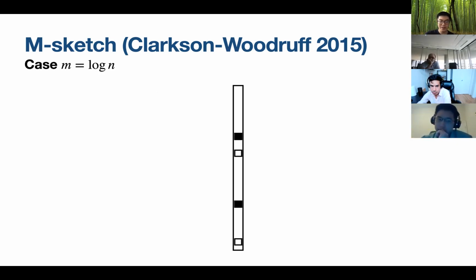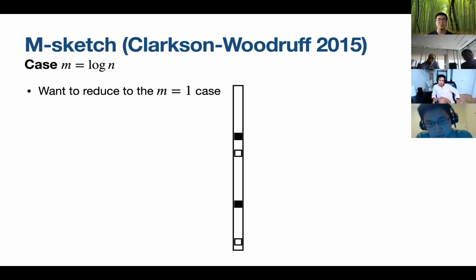Okay, so now just to make things a bit more difficult, I'm going to be looking at m that's slightly larger, say log n. So among my n coordinates, only log n of them have non-zero entries, and these are all plus 1 or minus 1. The idea for this case is that we essentially want to reduce to the previous case where m equals 1. And the way that we're going to make that happen is to use hashing. So let me briefly illustrate how this would work.